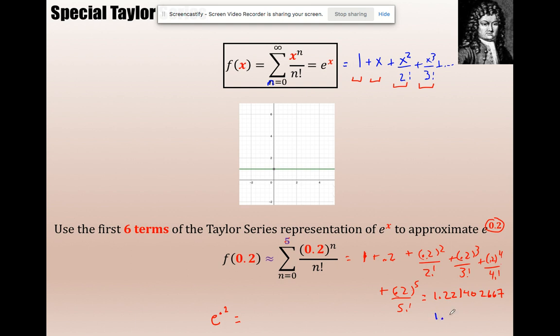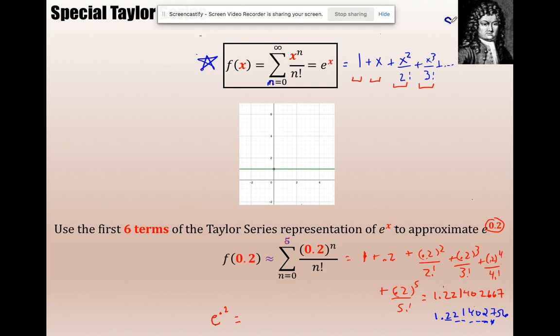And your calculator gives you 1.22140, and then it diverges because you truncated the polynomial. You couldn't plug 0.2 into the infinite polynomial. But you know what? Being accurate to that many decimal places is pretty freaking good. What do you think your calculator is programmed with? Right? I mean, that is really cool. That is your first famous Taylor series.